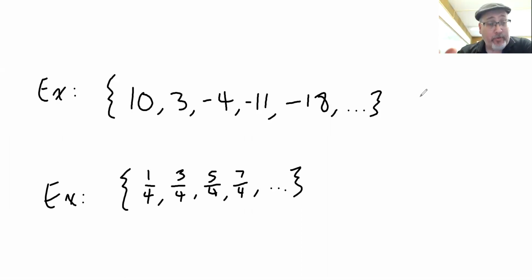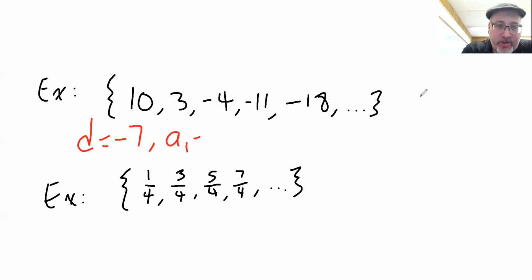We need the common difference for each one. And remember, the common difference is what you add to get from one term to the next, or equivalently, it's the difference in consecutive terms. So if we did 3 minus 10, we would get negative 7. That's what we're adding to each term. So our common difference is negative 7.